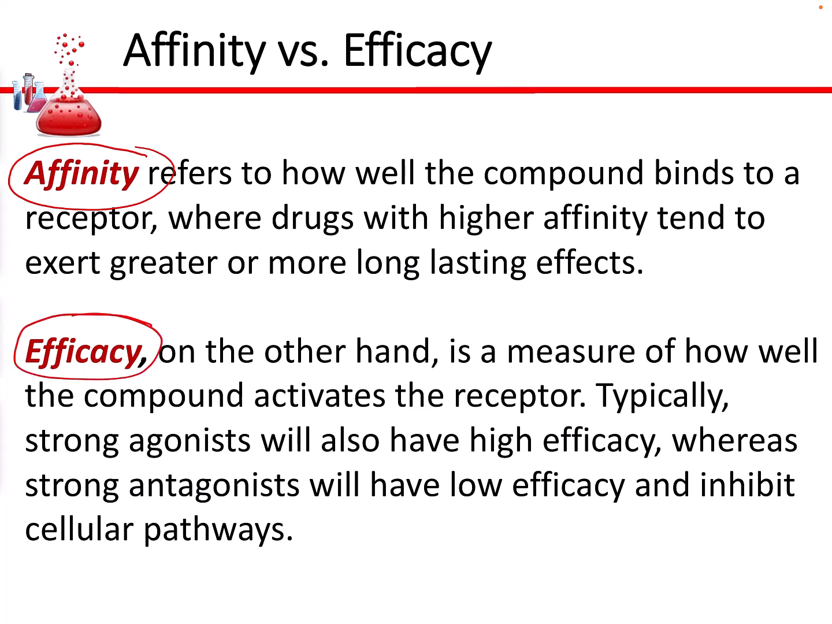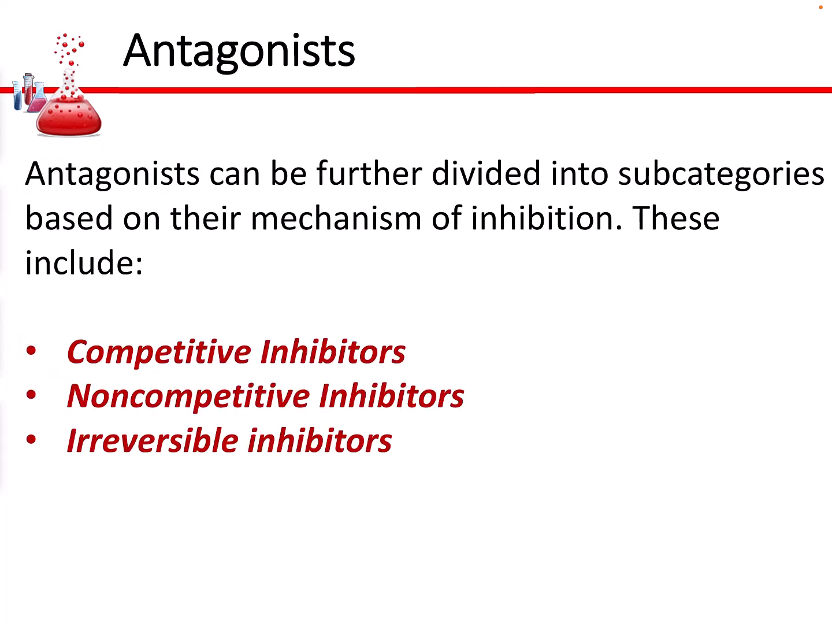Efficacy, on the other hand, is a measure of how well the compound activates the receptor. Strong agonists will also have high efficacy, whereas a strong antagonist will have low efficacy and inhibit cellular pathways. So good antagonists will have high affinity but low efficacy, versus good agonists, which will have both high affinity and high efficacy.